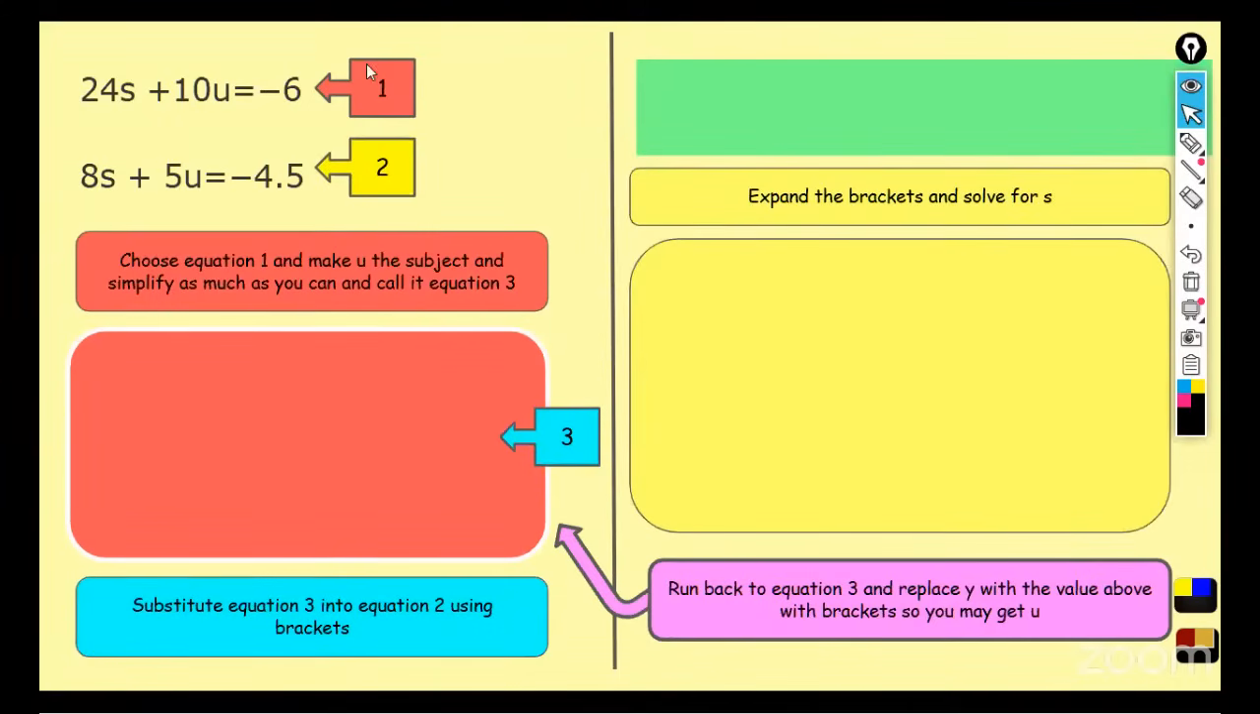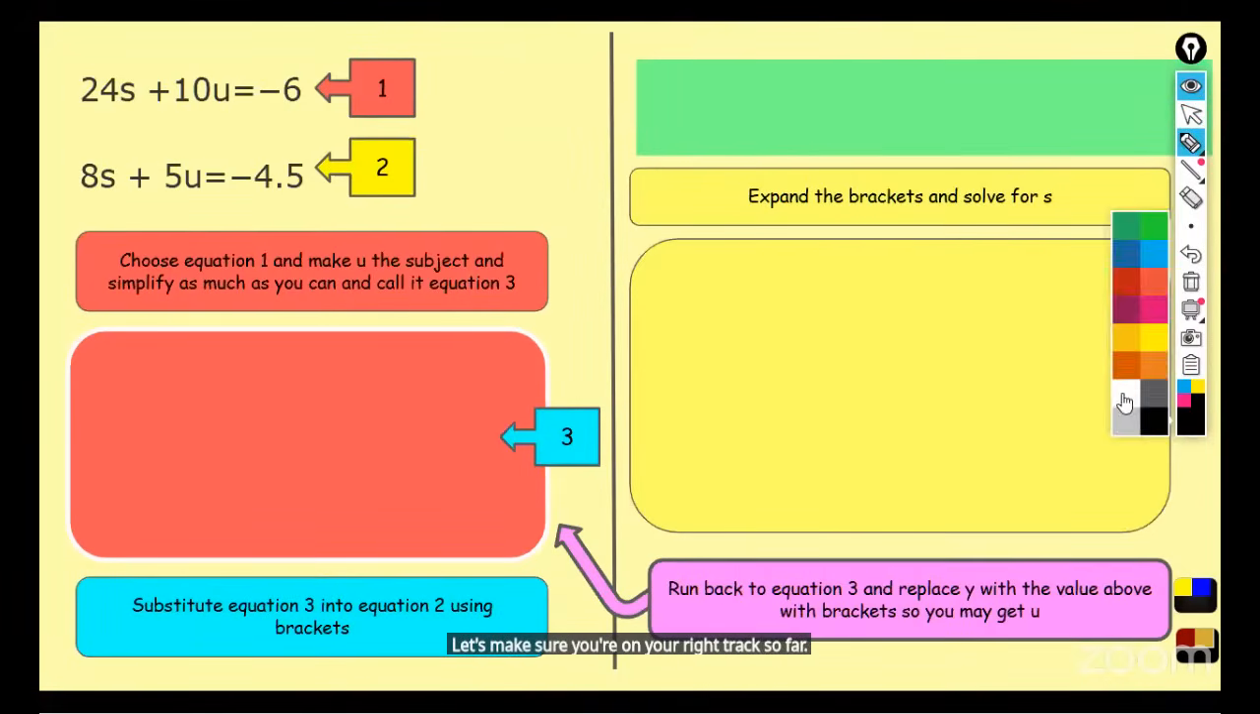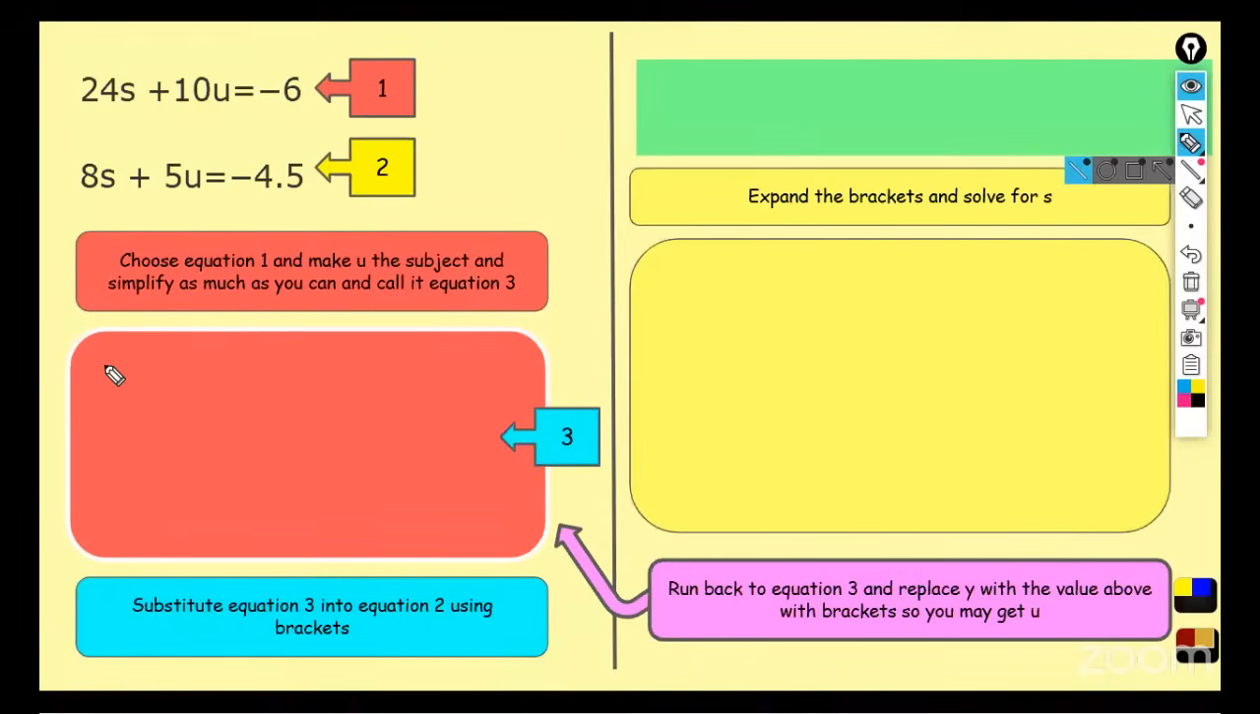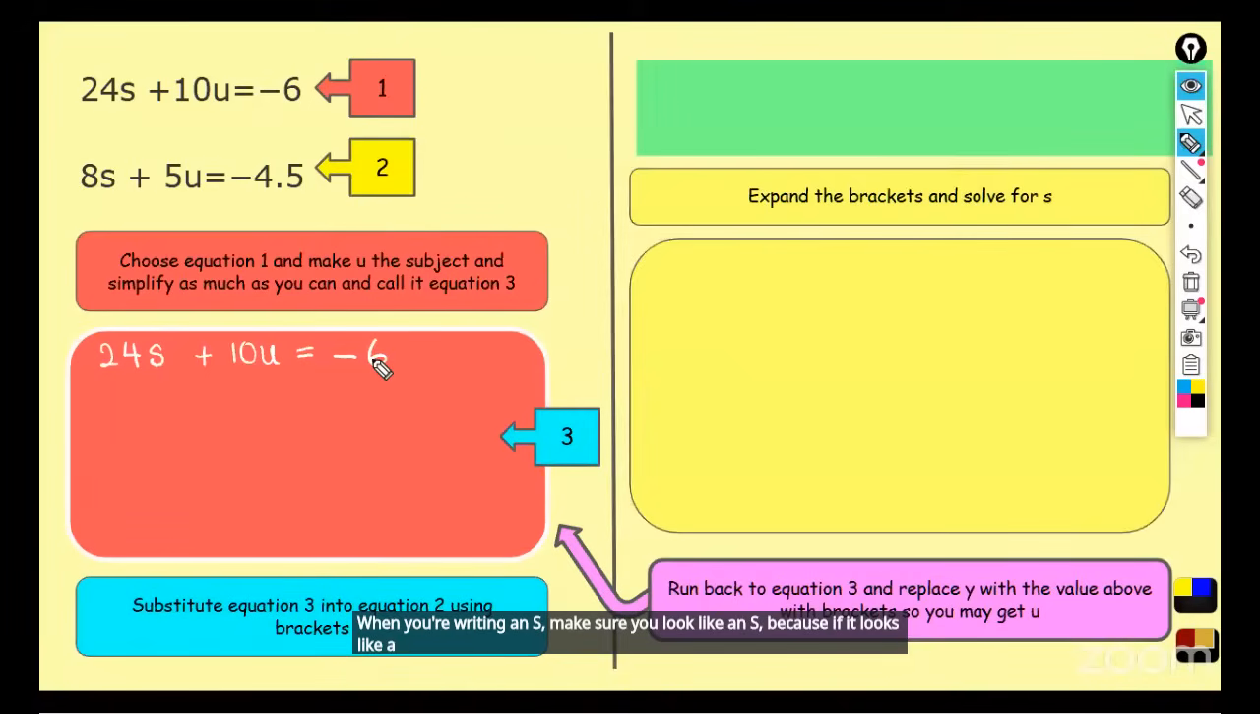Make sure you're on the right track so far. So we have 24S. Now, some advice, right? S, this looks like a 5, right? So when you're writing an S, make sure it looks like an S, because if it looks like a 5, you're going to end up mistaking it for a 5. I learned that the hard way. So when you're writing a letter S, write it curvy so it looks like an S. You don't want to write it with bad handwriting so it looks like a 5.